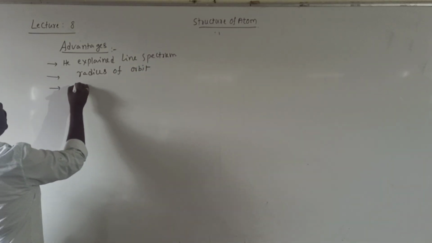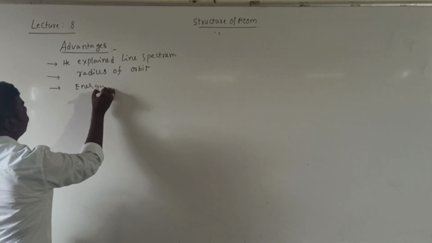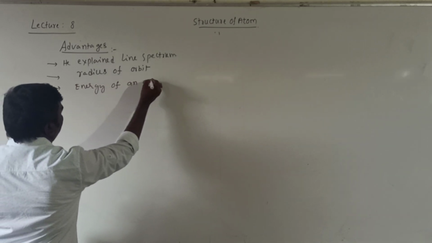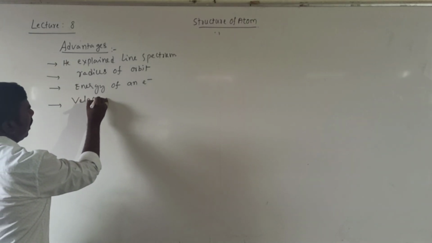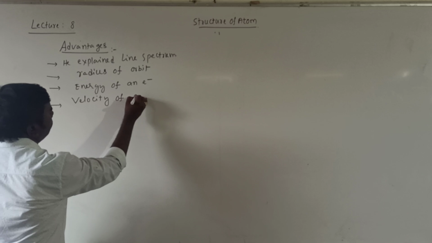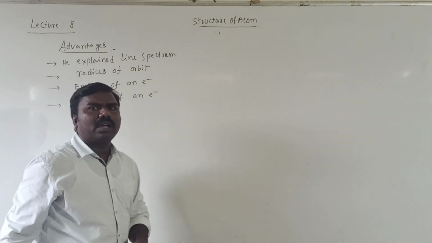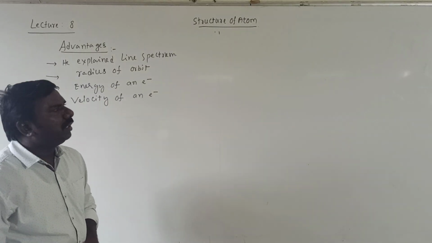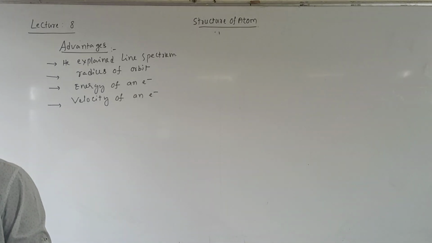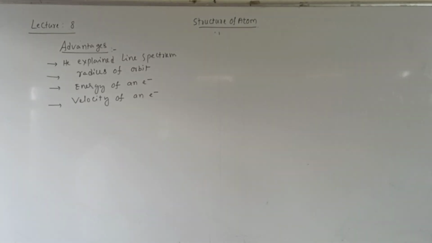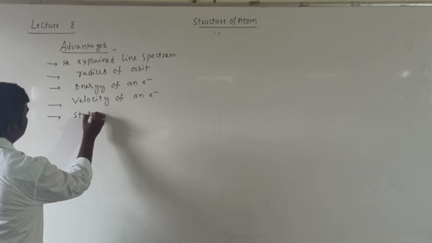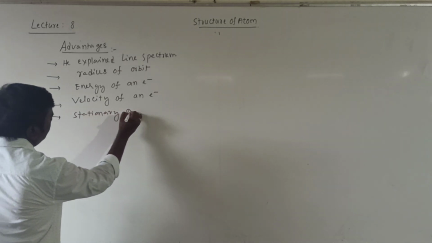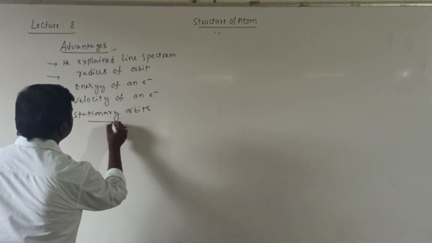Next, energy of an electron. Next, velocity of an electron in a particular orbit. So these are the points he explained clearly. So line spectrum, velocity, energy, radius, and he explained stationary orbits. So about stationary orbits also he explained.